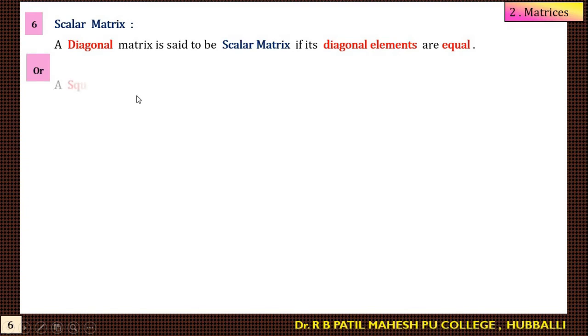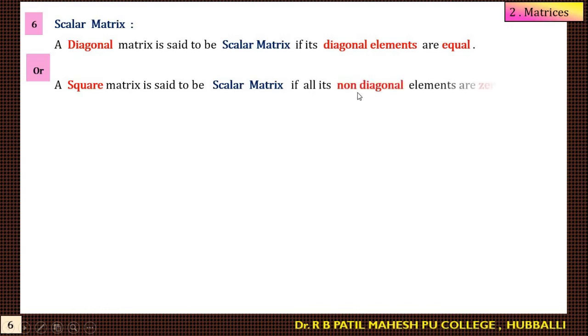So another way of defining a scalar matrix: a square matrix is said to be a scalar matrix if all its non-diagonal elements are 0 and diagonal elements are equal. Okay, in terms of a square matrix, you have to define both elements, diagonal and non-diagonal. Like non-diagonal elements should be 0 and diagonal elements are equal.